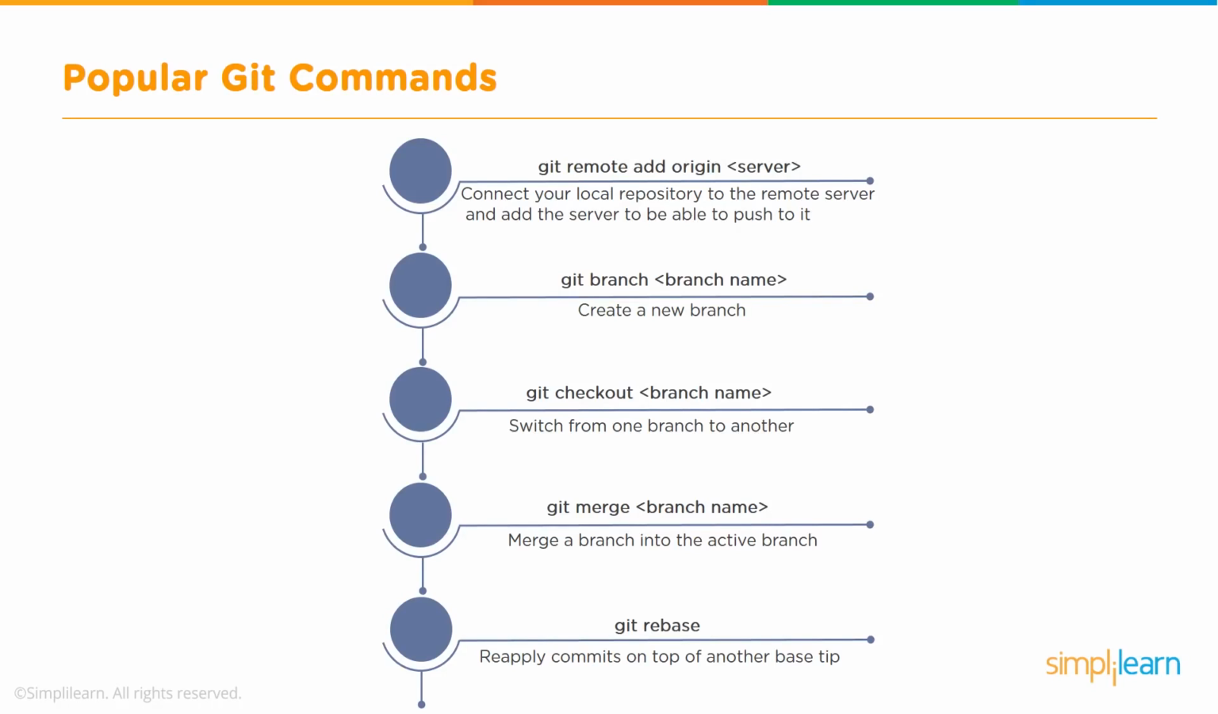Git checkout and then the branch name will allow you to switch from one branch to another branch. Git merge branch name will merge a branch into the active branch. So if you're working on a new feature, you're going to merge that into the main branch. A Git rebase will reapply commits on top of another base tip.